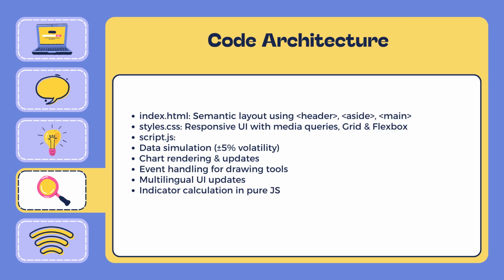For the core architecture, the application has 3 main files. First is index.html. It contains the elements with proper HTML tags. And style.css is fully responsive using modern CSS. The script.js handles all the logic: data simulation, user interactions, chart updates, and drawing features. All technical indicators are calculated manually in JavaScript without using external libraries.